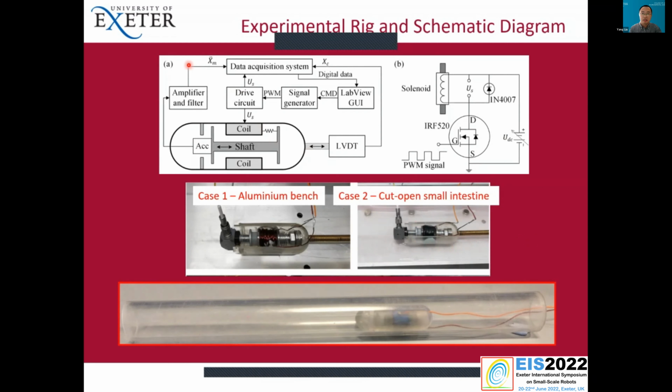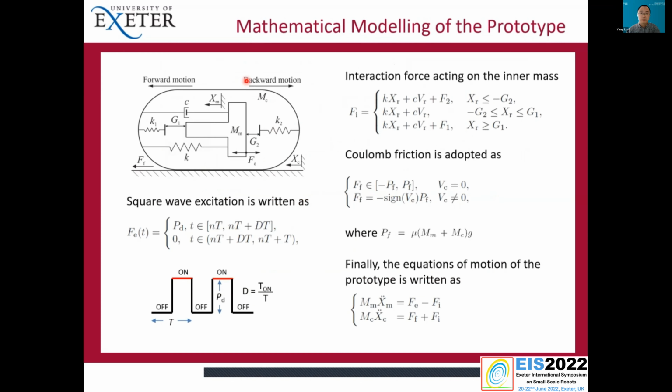So as you can see, this is the experimental rig, and here is the shaft connecting with the accelerometer, so we can measure the acceleration of the inner mass, and then we have the displacement sensor to measure the displacement of the capsule. Then we can record these signals and analyze them for the dynamics.